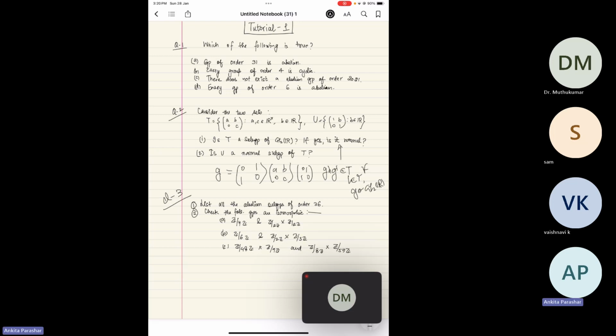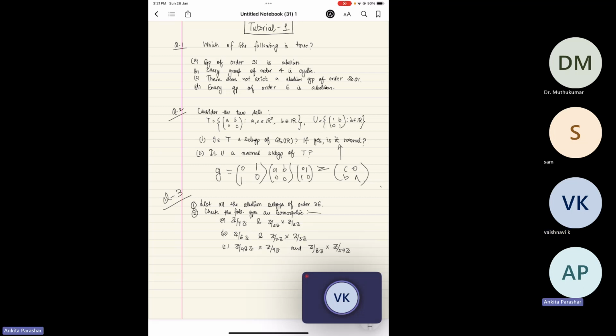If I'm not wrong, then this should work. Can anybody quickly tell me the product? It's C 0 B A. This is what you're trying to say? Yeah. Okay, so does it belong to T? No. If B were non-zero, then it will not be in T.